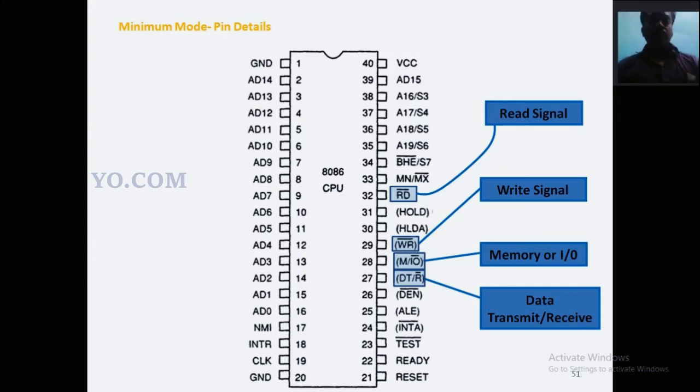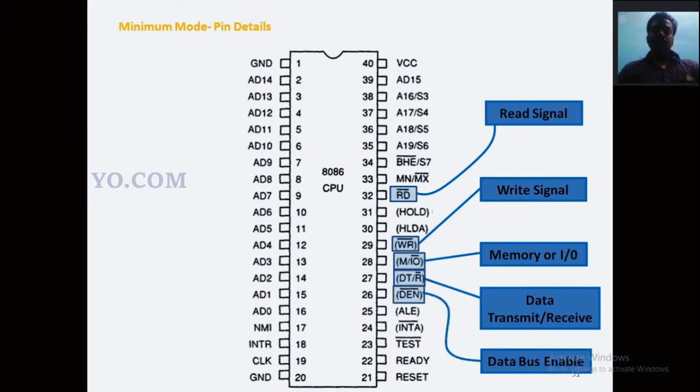Next, 27. If it performs a read operation, the microprocessor acts as a receiver. If it performs a write operation, it is considered a transmitter. So DT, data receive or data transmit. Next one is data bus enable, DEN.